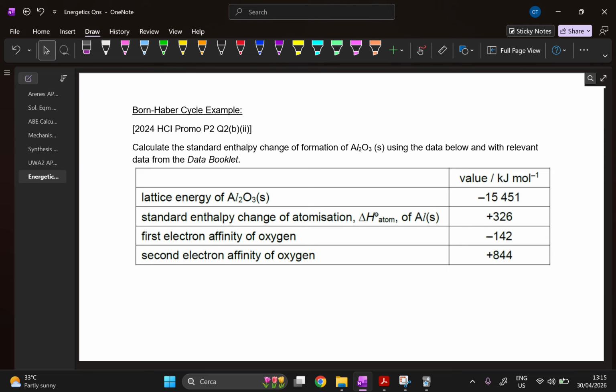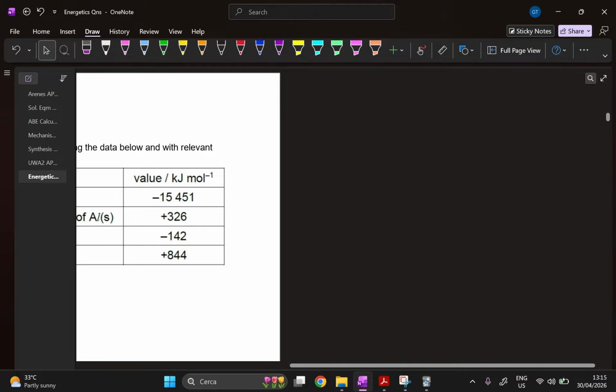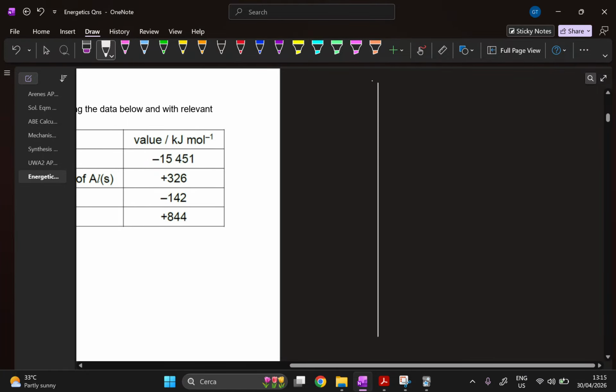Basically, in your syllabus, there's actually not that many variations of Born-Haber cycle. There's a lot of variations of Hess cycle. But if they explicitly ask you to draw a Born-Haber cycle, then really the only Born-Haber cycle in your syllabus looks like this. So this is the so-called standard Born-Haber cycle. And I say so-called because there's actually no non-standard Born-Haber cycle, at least for the purposes of your syllabus.